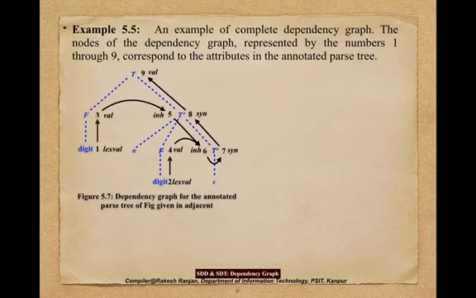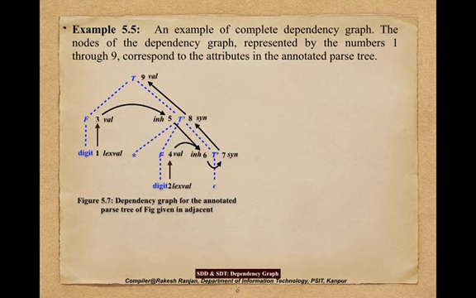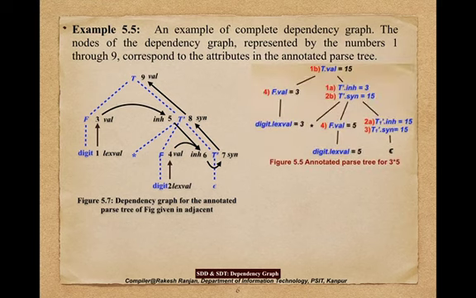An example of a complete dependency graph, you can see here. Here 1 to n correspond to the attributes of the annotated parse tree. So 3 into 5 is 15. Here you can see digit.lexval you get 3, digit.lexval you get 5, and these values are passed above. The 5 is passed, the 3 is passed, 3 into 5 is 15, and this 15 is stored here.